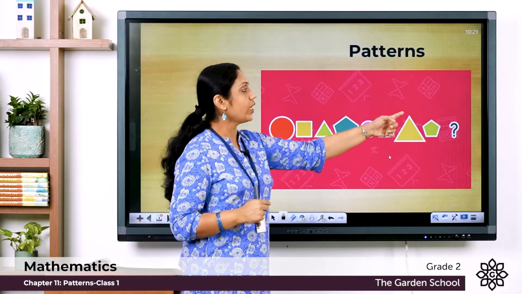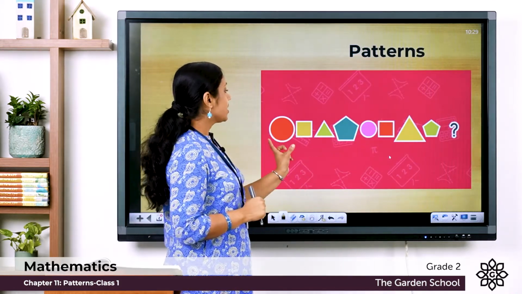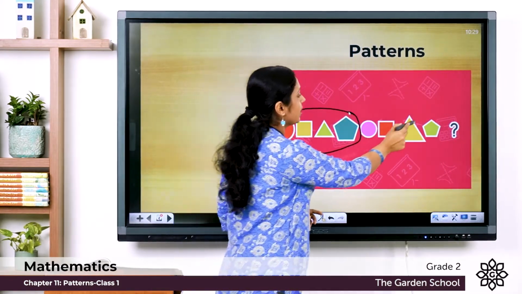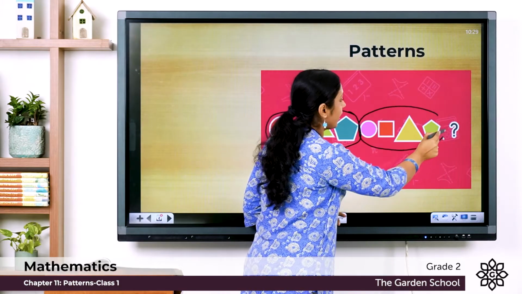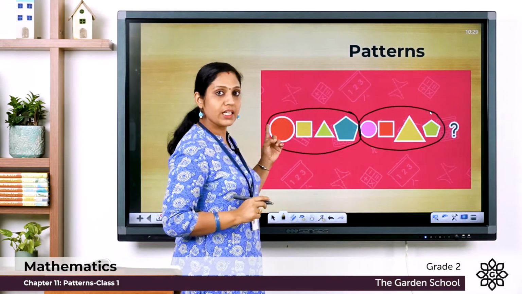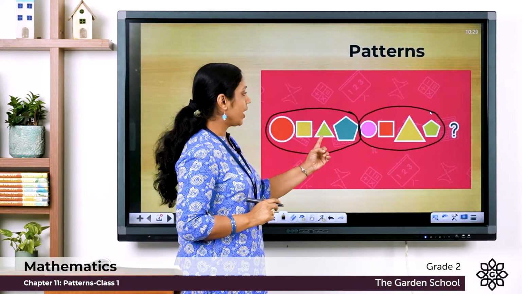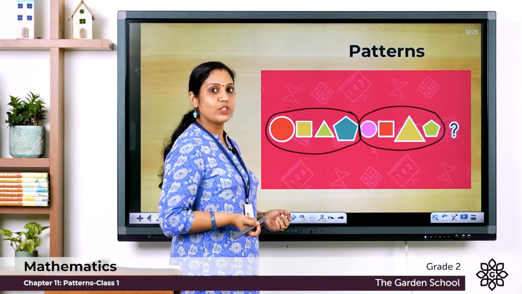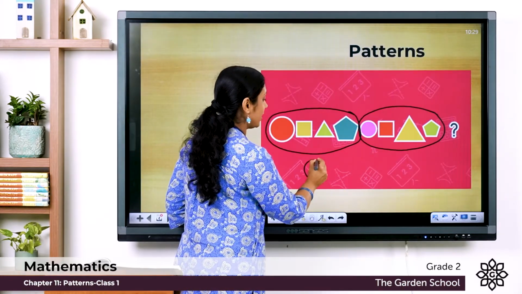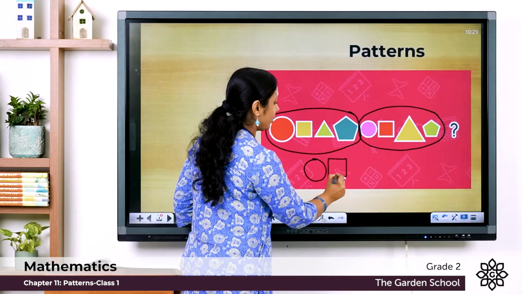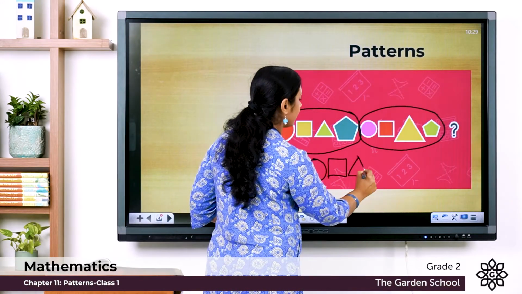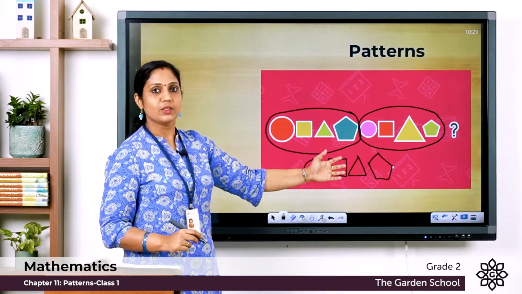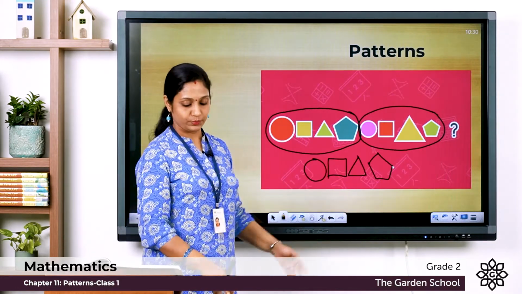Now we have to find out what has to come next, right? So let's see, this we can group into one and this in the second group. So which has to come in the next group? In the first group you can see circle, square, triangle, pentagon. Circle, square, triangle, pentagon. Again which has to come? Circle, square, triangle, pentagon. Now we can say that this sequence is complete. So this is how we complete a pattern.